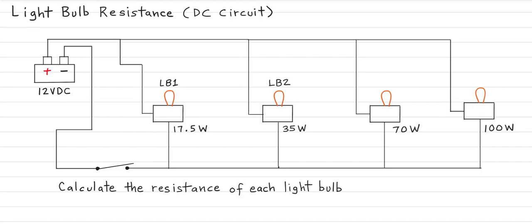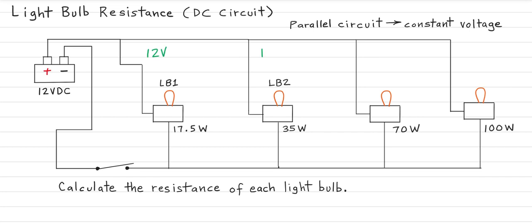In this video, we're going to focus on light bulb resistance across a DC parallel circuit. In the previous video, we focused on light bulb resistance across a DC series circuit. So a parallel electrical circuit maintains constant voltage, whereas a series electrical circuit maintains constant current or constant amperes.